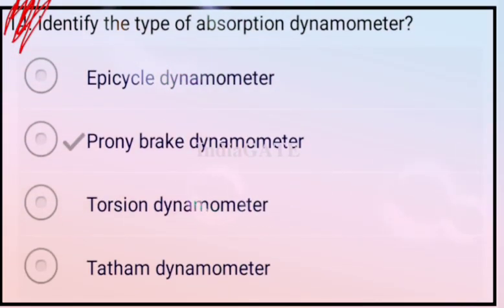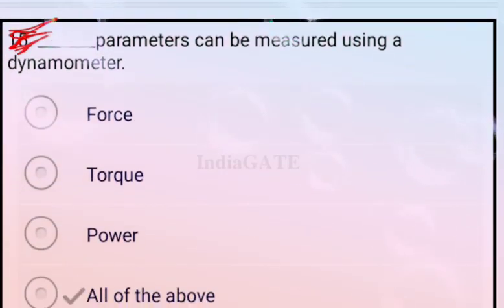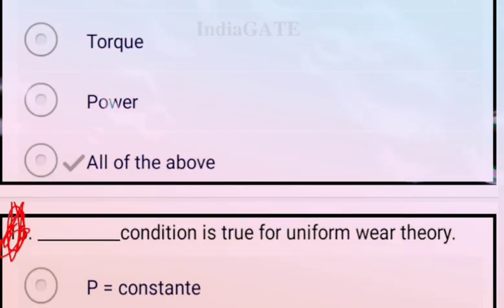Identify the type of the absorption dynamometer. So option B is your correct, that is your rope brake dynamometer. Now come to the next question. Dash parameter can be measured using the dynamometer. So option D is correct, that is all of the above. So these options are force, torque and power. So these are all correct.